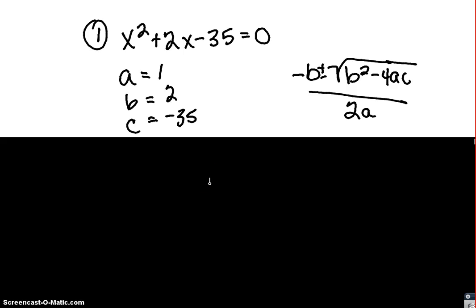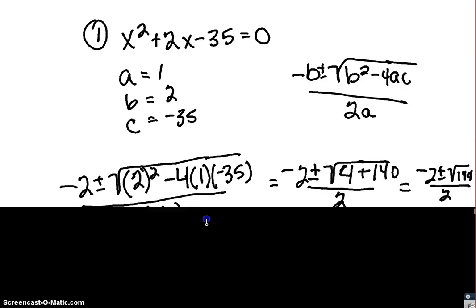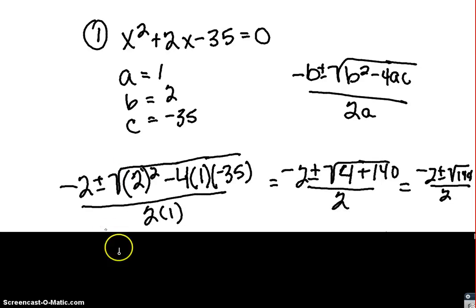Okay, so again, there's my quadratic formula. I have negative b plus or minus the square root of b squared minus 4ac, and it's all divided by 2a. So my a in this equation is 1, b is going to be 2, and c is a negative 35. So I'm going to replace my letters, or my variables, with those 3 numbers. So using that information, I'm going to use this first step.